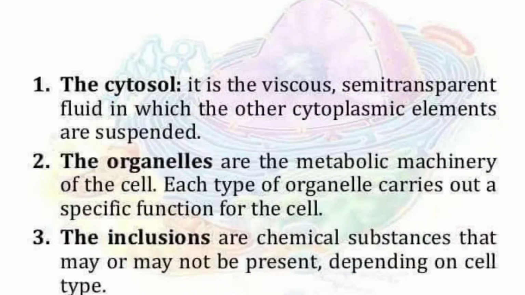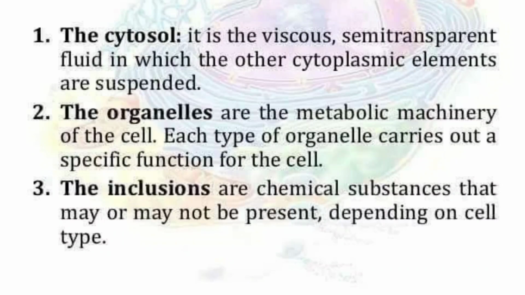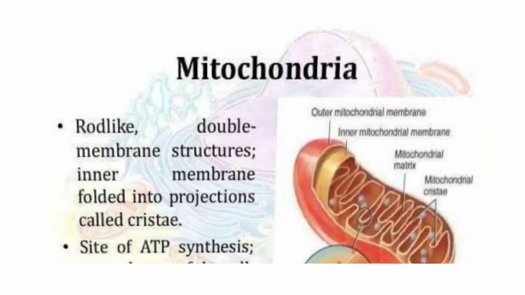The cytosol is a viscous, semi-transparent fluid in which the other cytoplasmic elements are suspended. The organelles are the metabolic machinery of the cell. Each type of organelle carries out specific functions for the cell. The inclusions are chemical substances that may or may not be present depending on cell type.